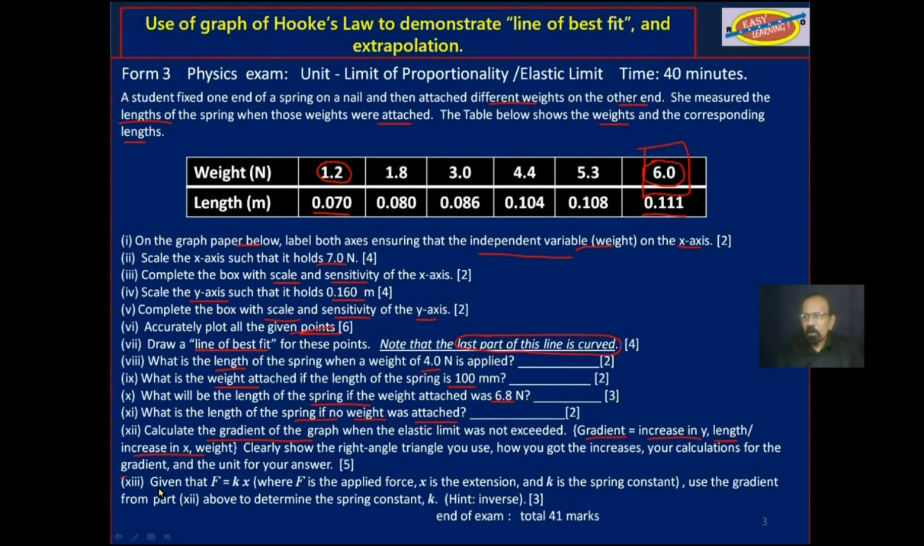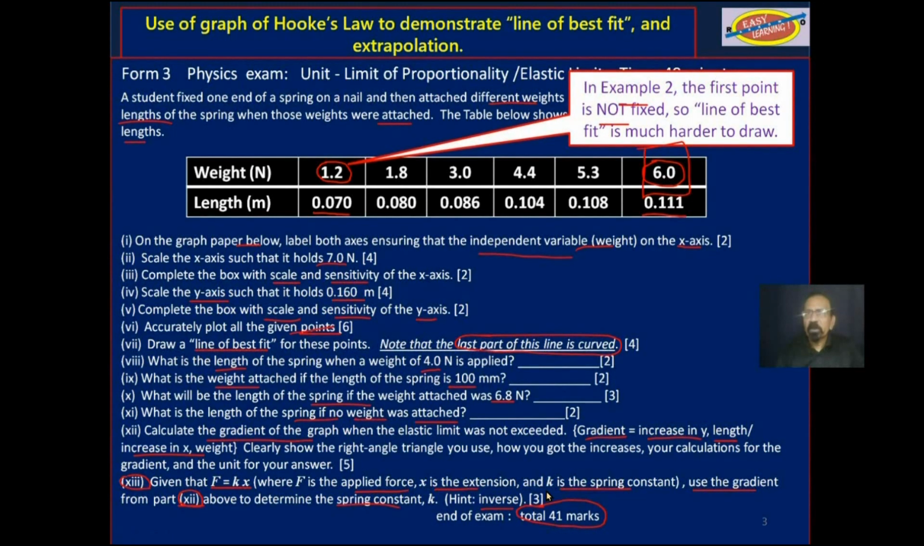And finally, part 13, given that F is equal to kx, where F is the force applied, x is the extension, and k is the spring constant, the students were to use the gradient given in part 12 above to determine the spring constant, and the hint was something to do with inverse. The whole question carried 41 marks.